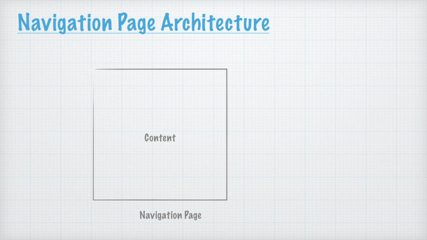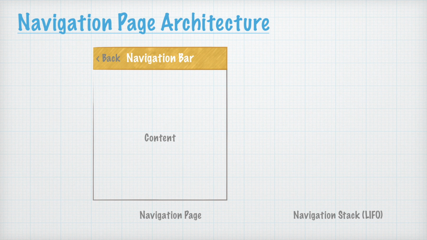Let's talk about the navigation page architecture. Before we go into the code, let's try to understand the concept behind it. How does Xamarin actually work with this navigation? The navigation page has the content of the page. If you're using a content view inside the navigation page, it will show you the entire content. It also has a navigation bar, which can show you the title, and if required, a back button which will take you to the previous page.